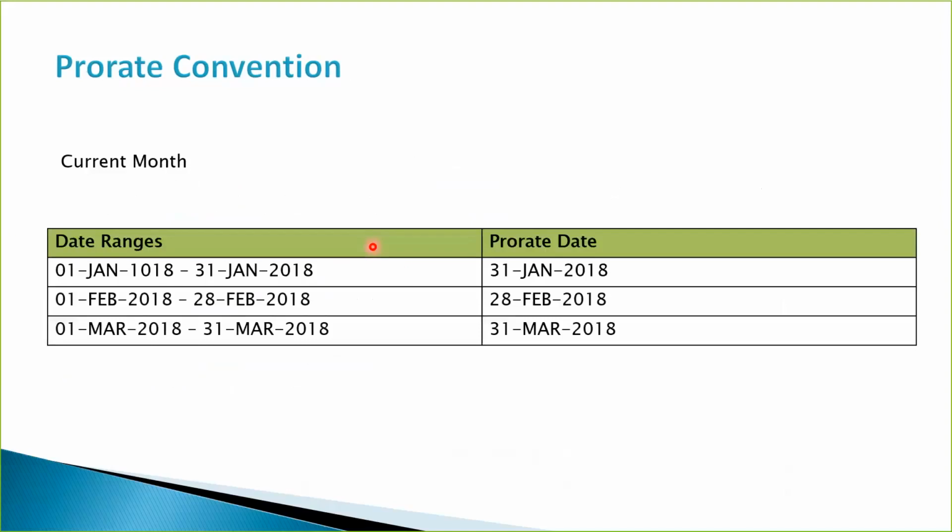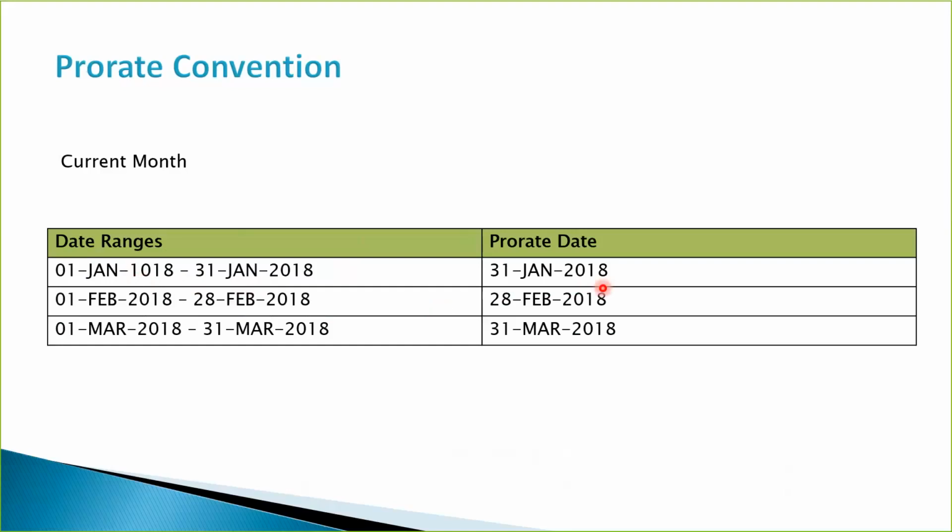So this is what you can imagine a convention looking like. For example, for the current month convention, we said a convention will have date ranges and a prorate date. The date range could be 1st January 2018 up to 31st January 2018. This is 2018, sorry for that mistake. And the prorate date for this is 31st January 2018.